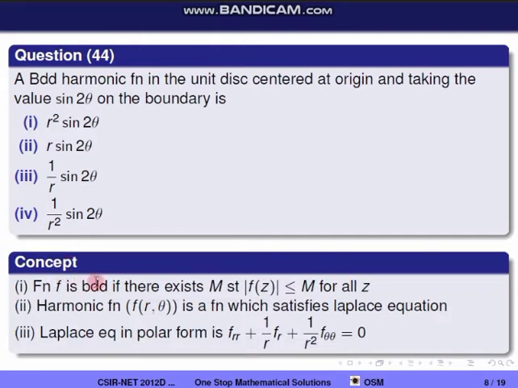Function f is bounded if there exists an m such that mod f of z is less than or equal to m for all z. A harmonic function f of r theta is a function which satisfies the Laplace equation. The Laplace equation in polar form is f_rr plus 1 by r f_r plus 1 by r square f_theta theta is equal to 0. So now we'll move on to the question.